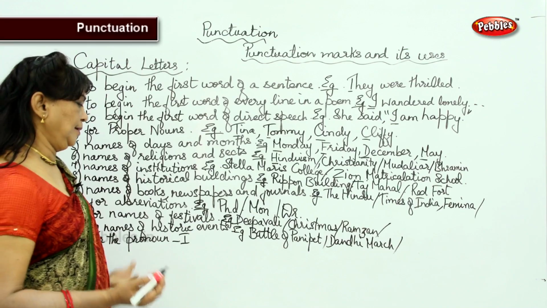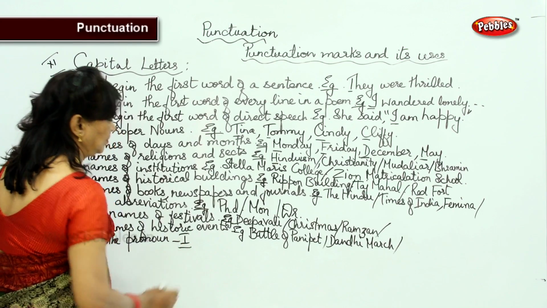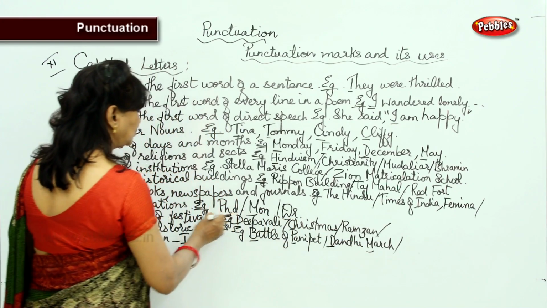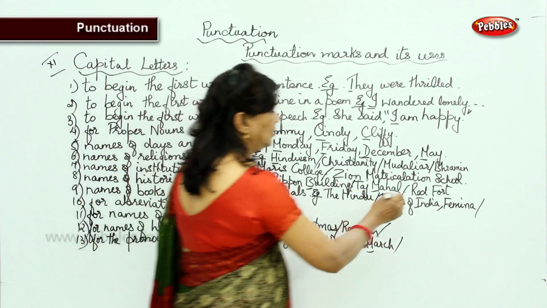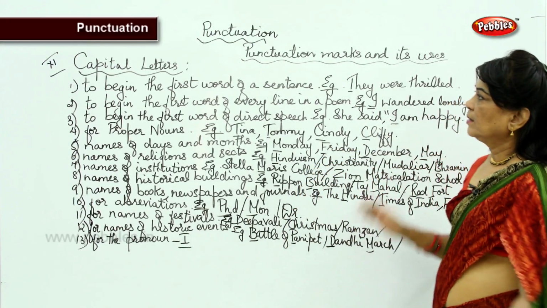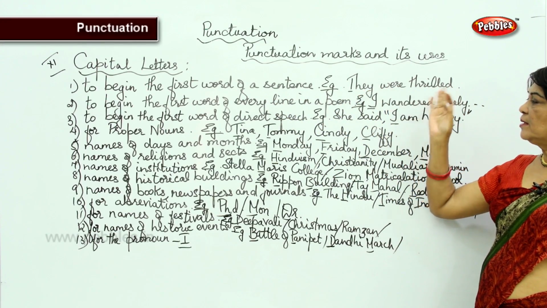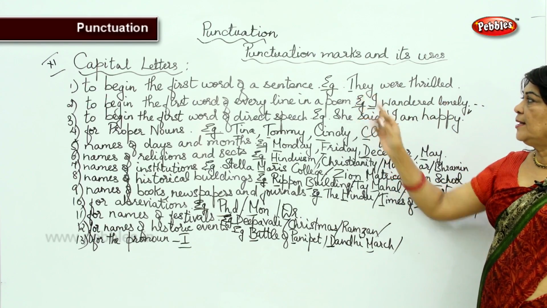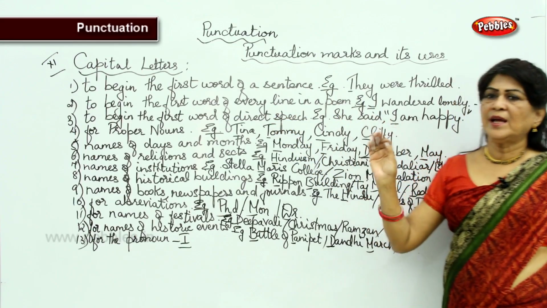For pronoun I, that of course I am, I did this, okay, here. If you see, we are using capital letters for so many things. Once again we will go through and you will understand. Capital letters are used to begin the first word in a sentence. For example, they were thrilled, he was angry, we use the first word in a sentence with a capital letter.